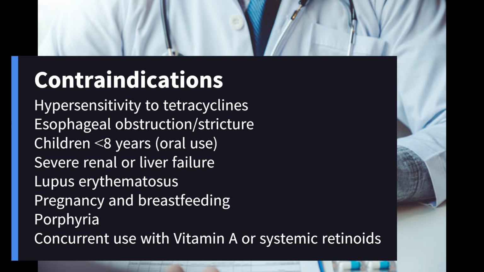Anatomical abnormalities such as esophageal stricture or obstruction of the gastrointestinal tract. Children under 8 years of age, when administered orally, due to the risk of permanent tooth discoloration and effects on bone growth. Severe renal impairment, as the drug is excreted renally and may accumulate to toxic levels. Hepatic failure. Patients with systemic lupus erythematosus.